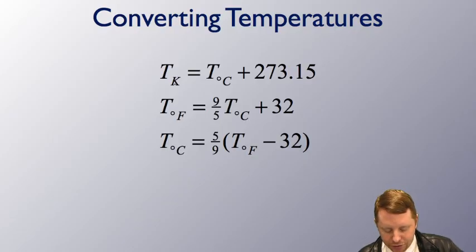Let's talk about how we convert temperatures from one scale to another. If we want a temperature in Kelvin and we've got it in Celsius, all we have to do is add 273.15 to it. If we want Fahrenheit and we've got Celsius, we take the temperature in Celsius, multiply it by 9/5 and add 32. And if we have Fahrenheit and want Celsius, we take the temperature in Fahrenheit, subtract 32, and then multiply that answer by 5/9 to get our temperature in degrees Celsius.